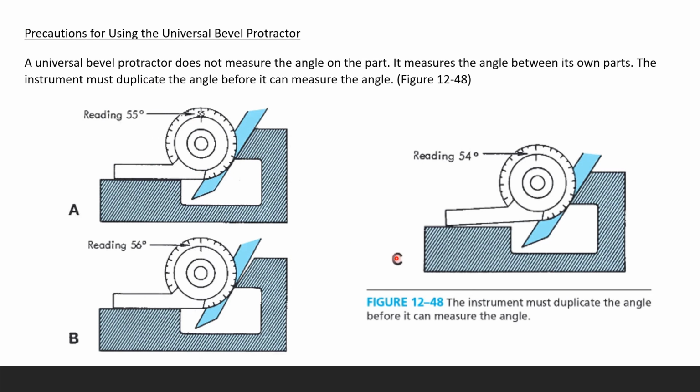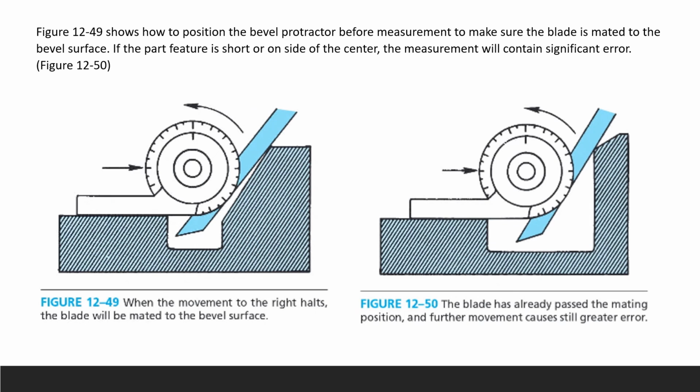And this is the best one. When you take a look at it, here you have a rise and here you have a rise, and the knots fit perfectly to each other like in A. This picture shows you how to position the bevel protractor before measurement to make sure the blade is mated to the bevel surface. If the part features are short like this on one side of the center, the measurement will contain a significant error.